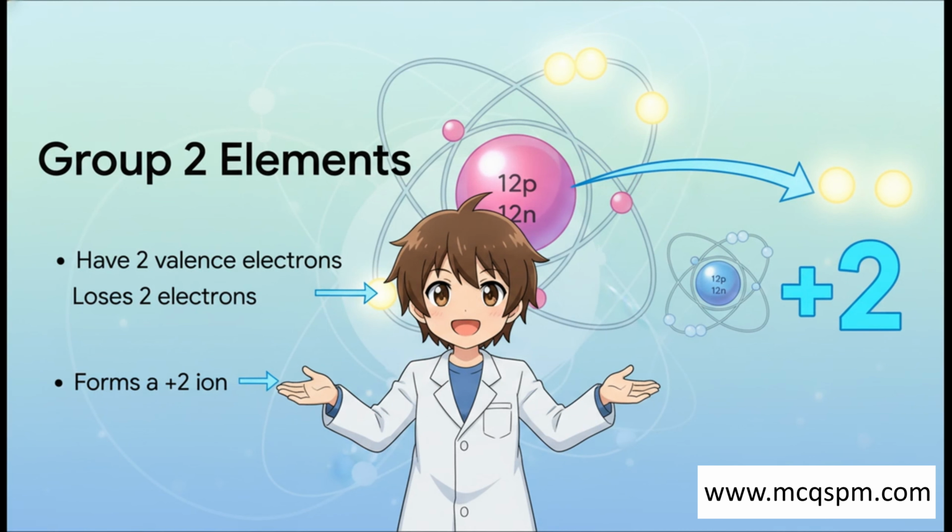Okay, take a look at this. This is your typical group 2 element. See those 2 little glowing electrons on that outer ring? To get stable, it's way easier for this atom to just give away those 2 electrons than to try and gain 6 more. So it does. It loses 2 negative electrons, which means it becomes a positive ion with a charge of 2+. Remember that. Group 1 and 2 elements are givers.